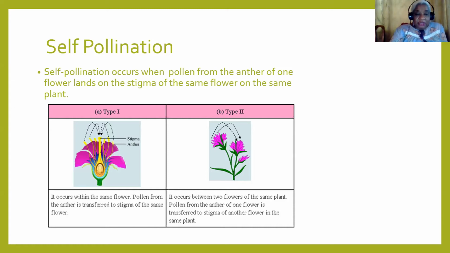So let's have a look at this again. You have self-pollination, where the pollen can go from the anther of one flower to land on the stigma of the same flower. Or it can go from the anther of one flower to the stigma of another flower on the same plant.